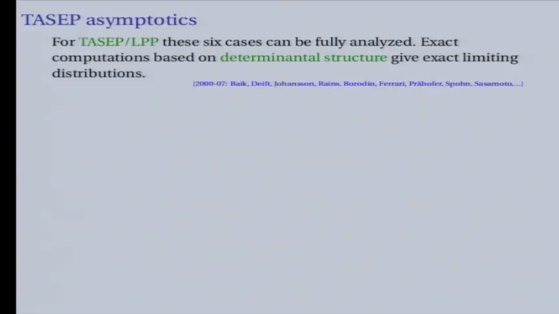And the important thing is that for the totally asymmetric case, which is the same thing as last passage percolation, these 6 cases can be completely analyzed. So there are exact formulas which are based on some determinant structure of this model, which only works for the totally asymmetric case, and one can compute everything. And this was a successful program by a long list of people, where everything has been, well, not everything, but things people are interested in can be computed.